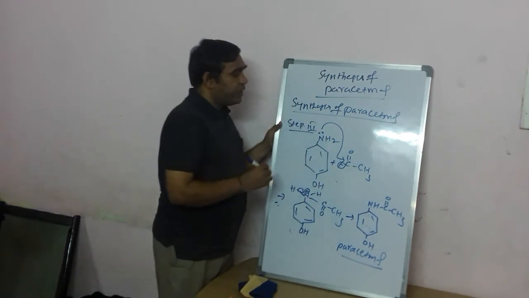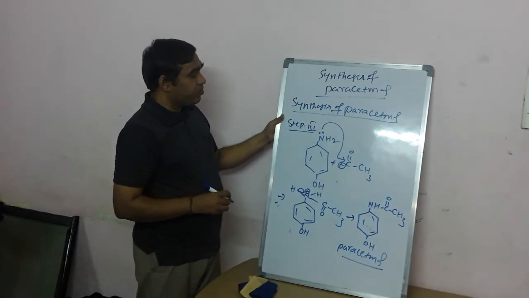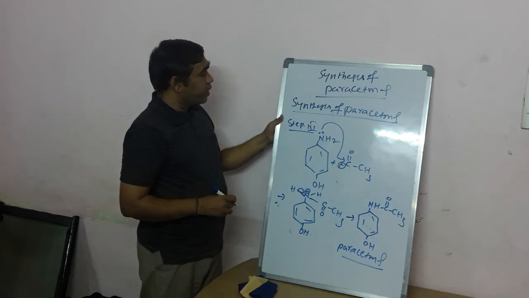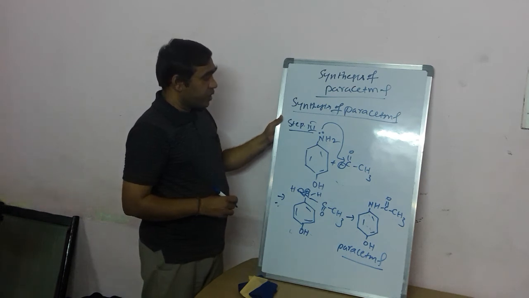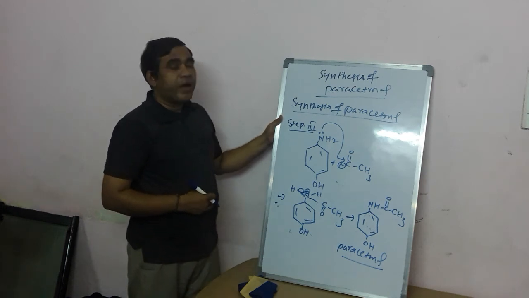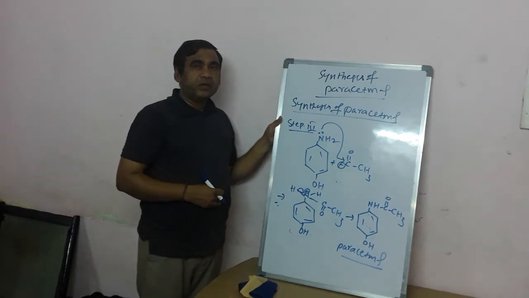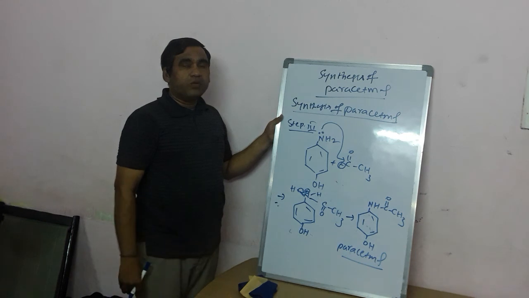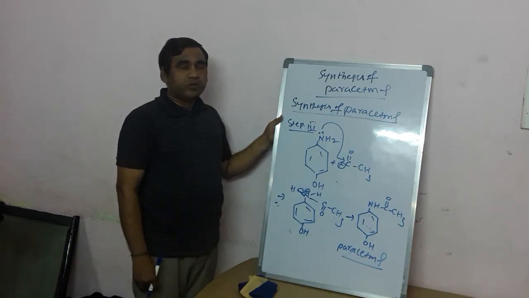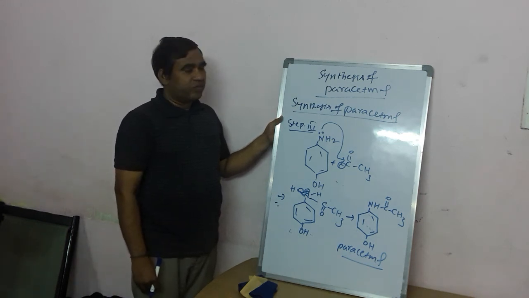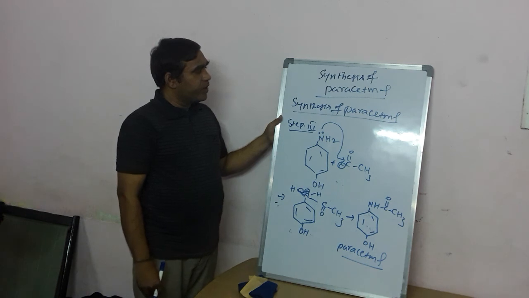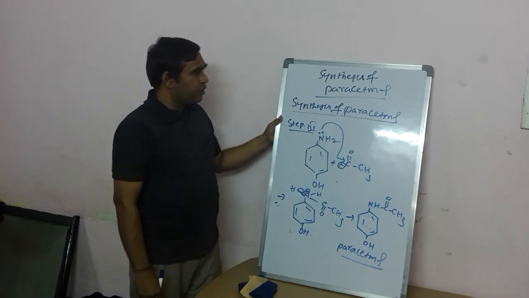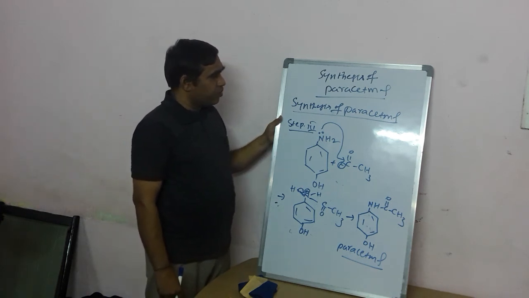Paracetamol. Finally, what happens here is acetylation of para-aminophenol. The name of this compound is paracetamol. Paracetamol acts as an antipyretic drug. It is used for controlling fever and also for controlling pains. It is a very important drug. Generally, most humans use this drug in daily life.